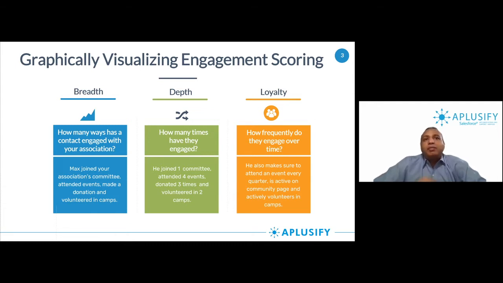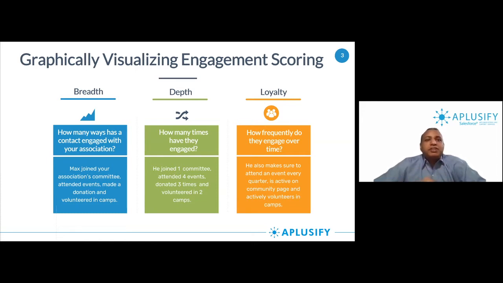So there are three parameters to it: breadth, depth, and loyalty. Now, what do you mean by breadth? Breadth is how many ways a contact has engaged with your association. So let's take an example of Max.